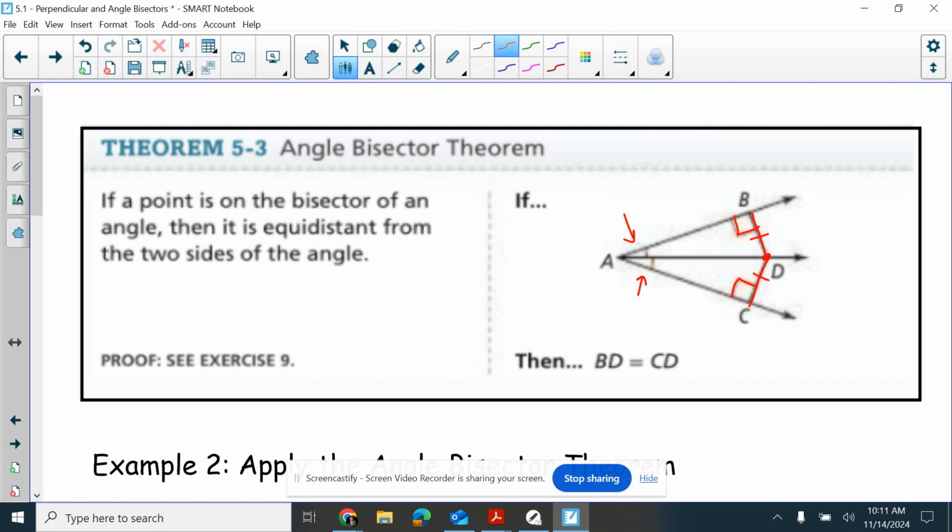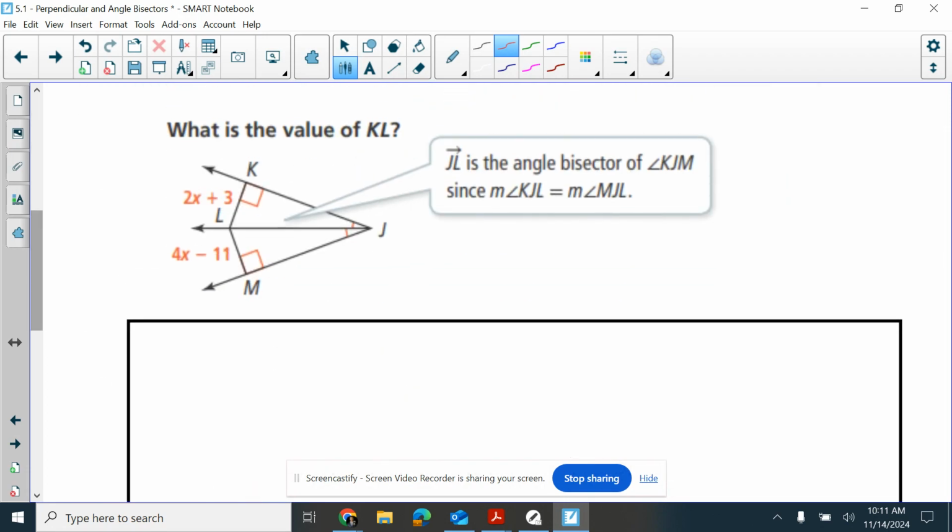Let's look at a couple examples. If I look at this, I notice that this is an angle bisector because of these two marks. So that means that this has to be congruent to this. In this example, if I know that they're congruent, that's how we set up the equation. You solve for x, and then if it wants to know what KL is, you just plug x into that expression.